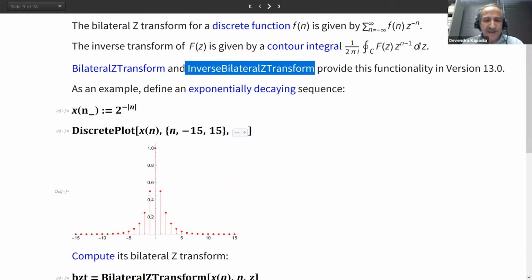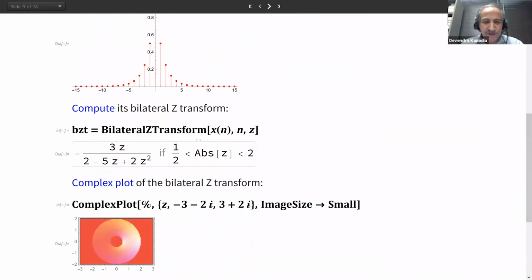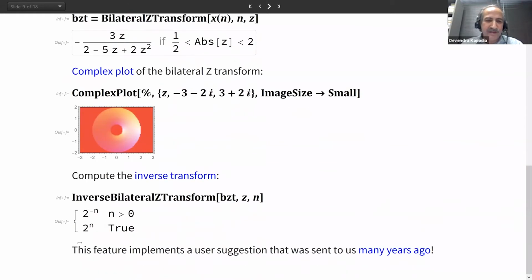So here's a simple example. You have an exponentially decaying sequence on both sides. The Z transform works on one side, the generating function on the other side, and then you actually get the whole sequence. You find the Z transform. You see there's a region of convergence over here. Very important. Here's a plot. It's an annulus. You do a contour integration and you get back the sequence. So this is new functionality in version 13.0, the bilateral Z transforms.